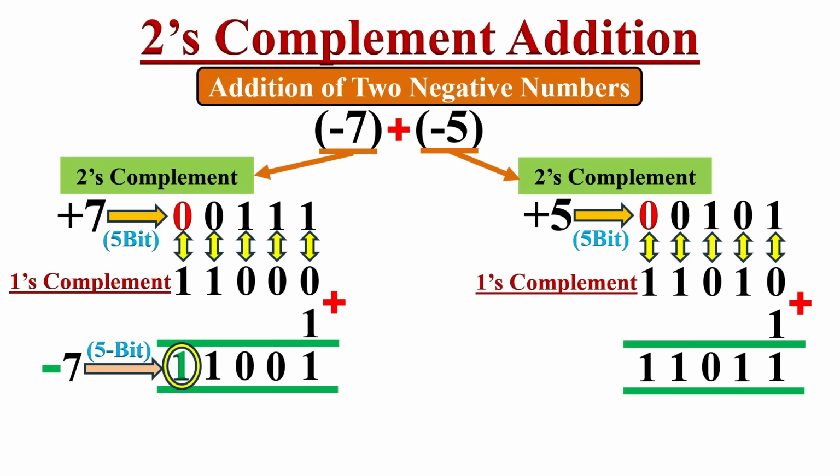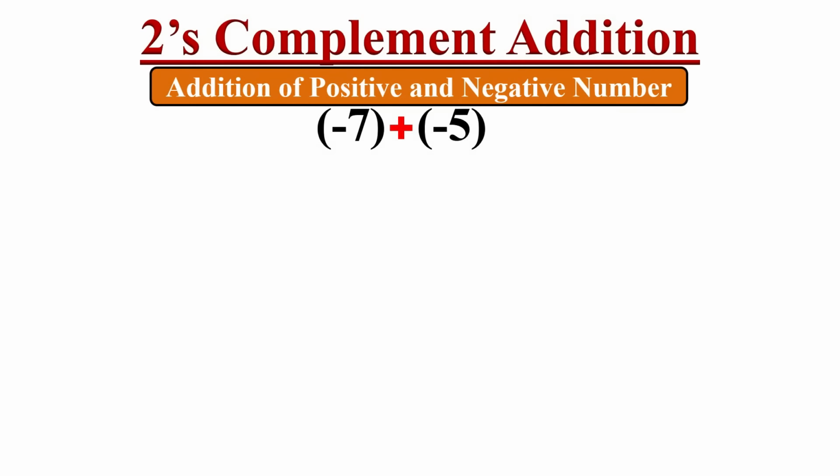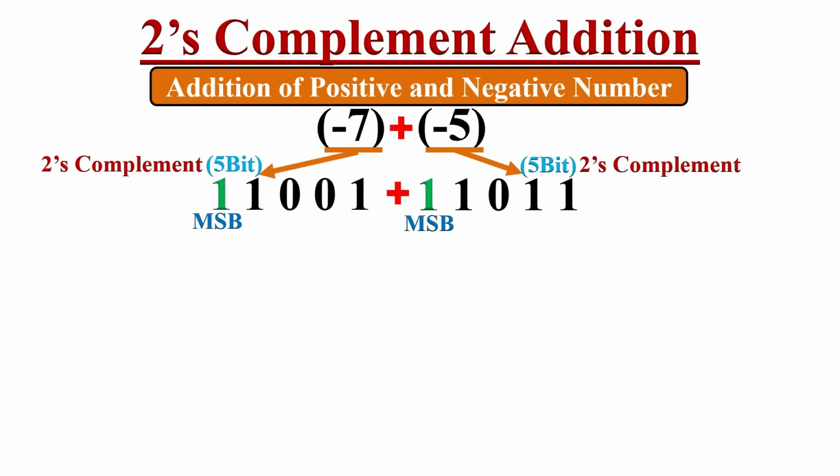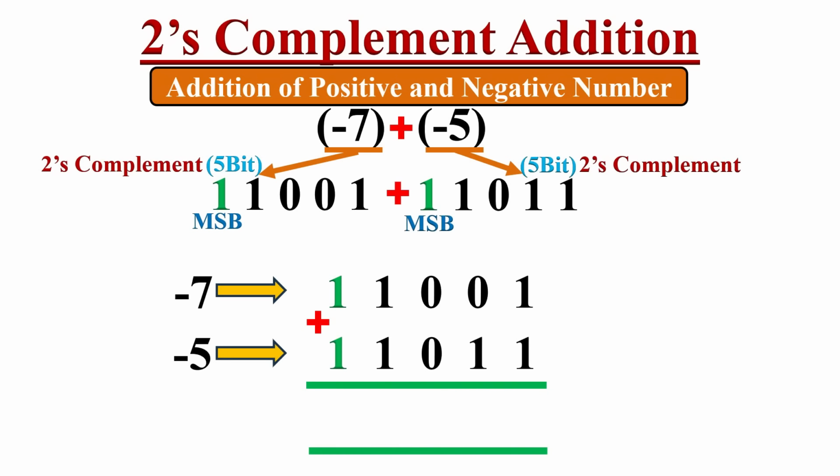The resultant number 11011 is the minus 5 in 2's complement form. Here also MSB is 1, which means negative number representation. Hence minus 7 in 2's complement 5-bit representation is 11001 and minus 5 in 2's complement 5-bit representation is 11011. Now we will add both these binary numbers, minus 7 and minus 5.